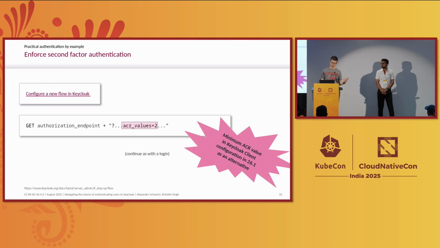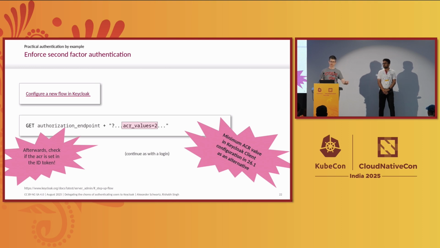It's a bit beyond this demo here today, so I will skip that demo part here. And something you would always check, if you set this ACR value in your authentication flow, is that the ID token that is being returned really contains the authentication level that you asked for, that it is present in the token.